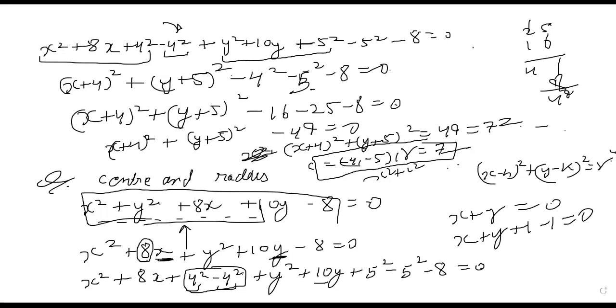I have written. Okay. So find the center and radius of x square plus y square minus 4x minus 8y equals 45. Okay.